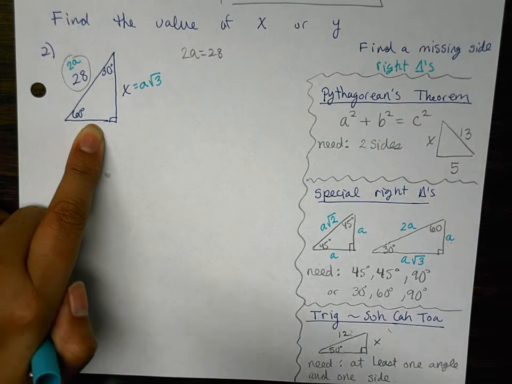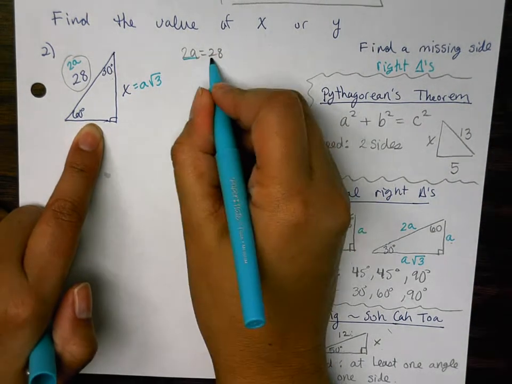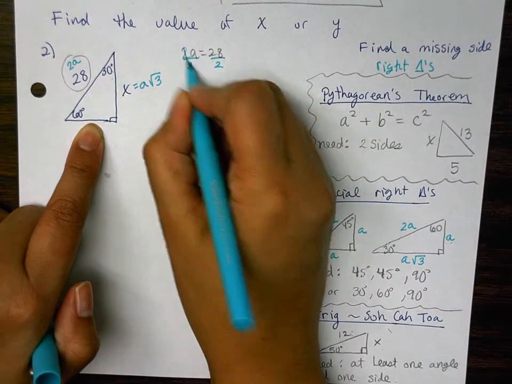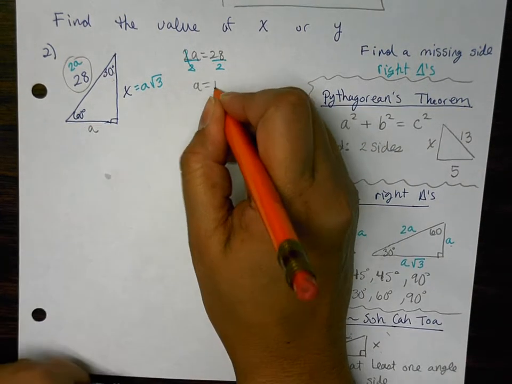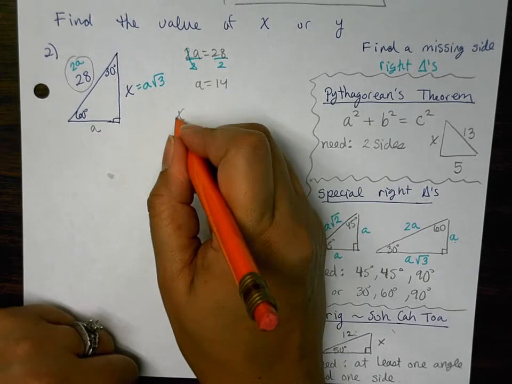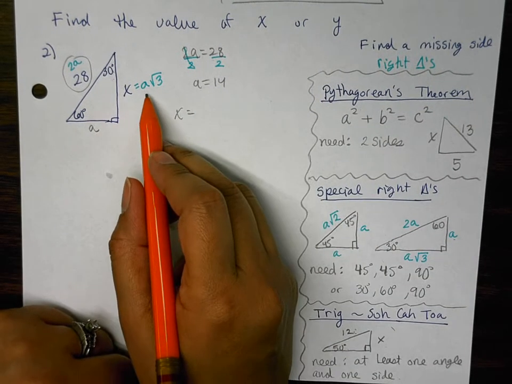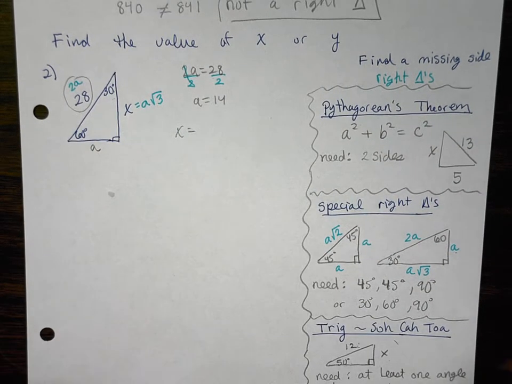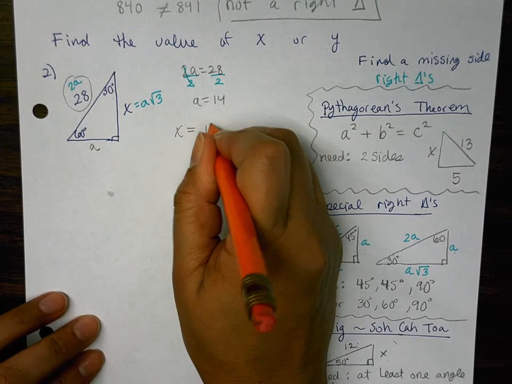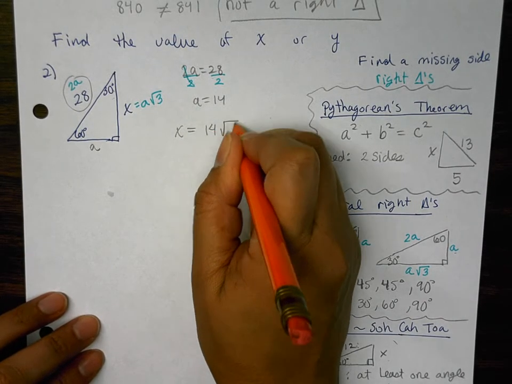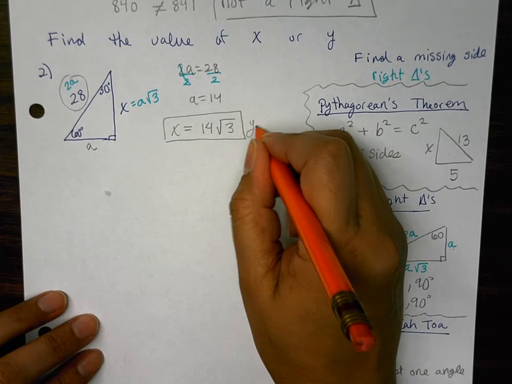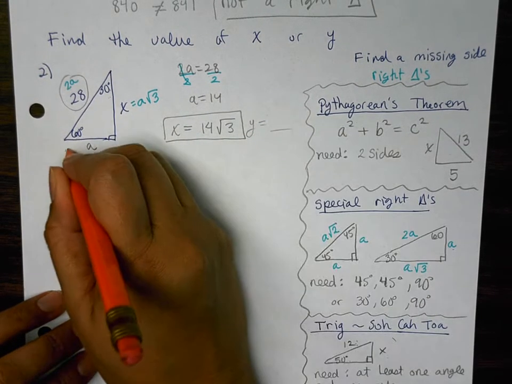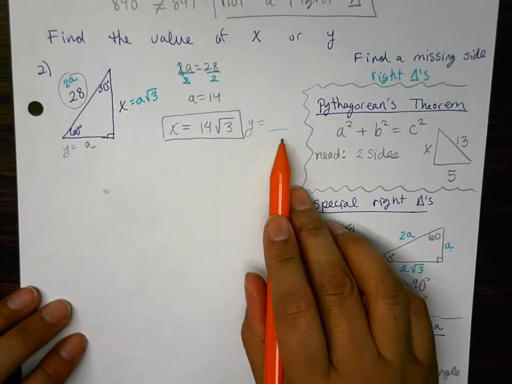If 2A equals 28, what does A equal? How do you solve that? Divide by 2, and what does A equal? A equals 14. What does x equal if it's A root 3? 14 root 3.